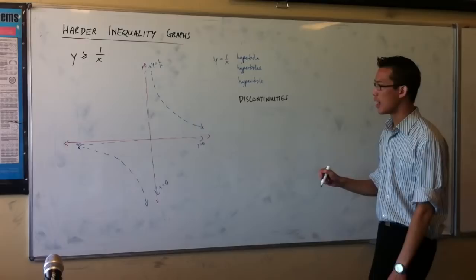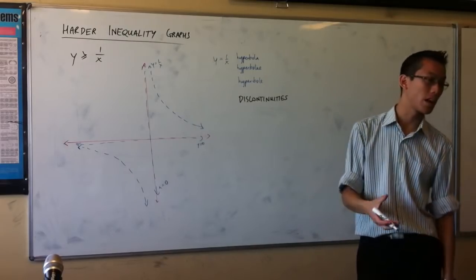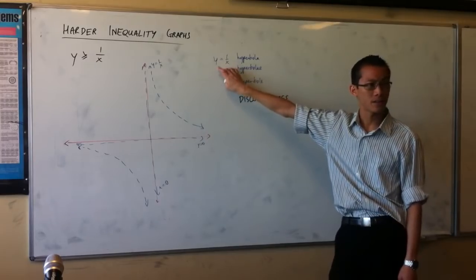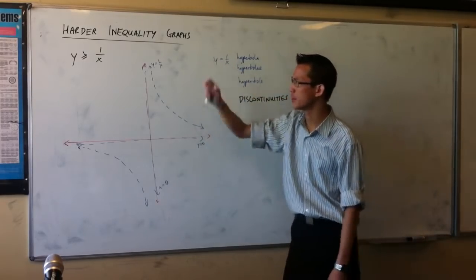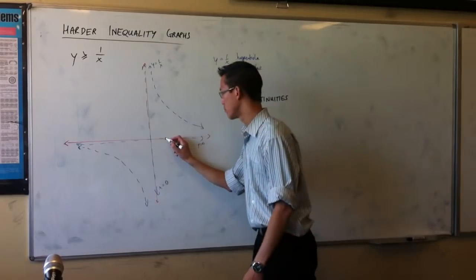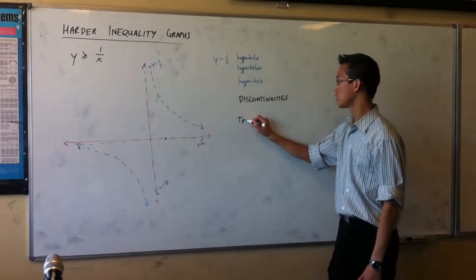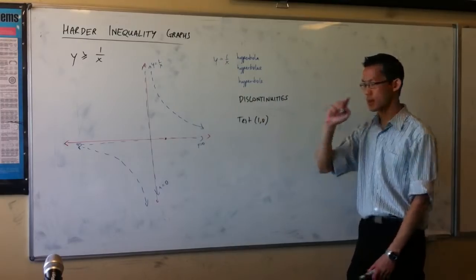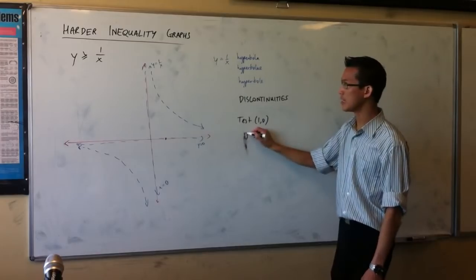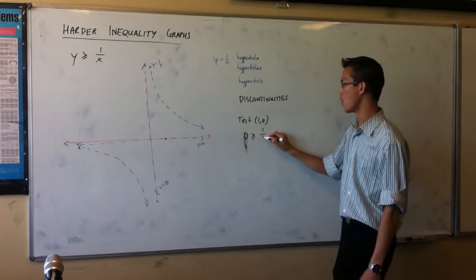Let's think about a point. In this case, unfortunately we can't pick the origin because it makes your inequality undefined. So let's pick a point like, say, (1, 0). Test (1, 0). As we put it in, we get 0 is greater than or equal to 1 over 1. Is this true?